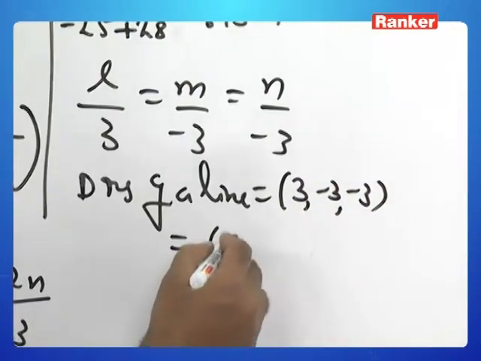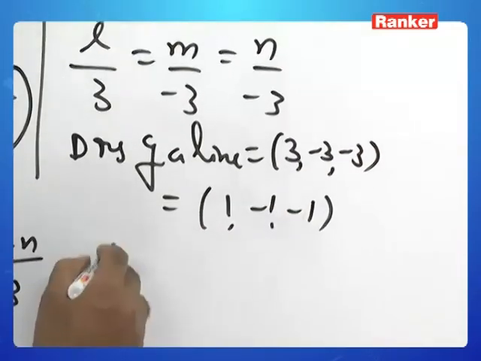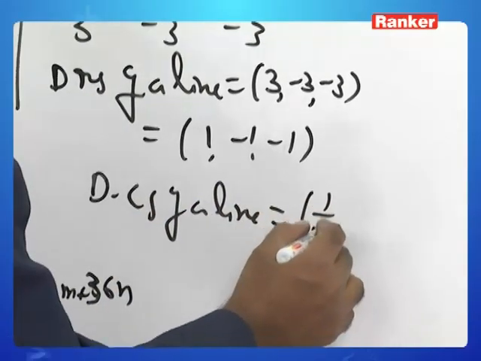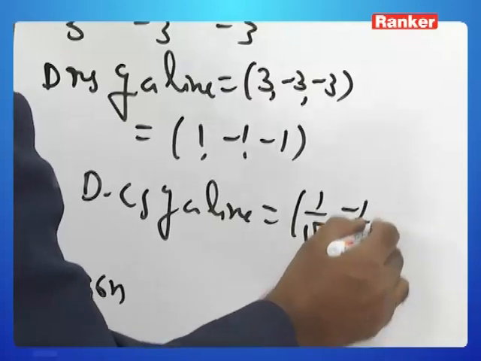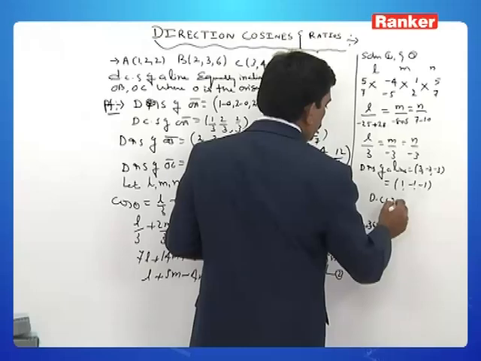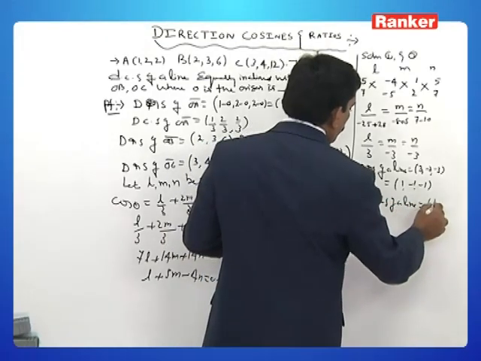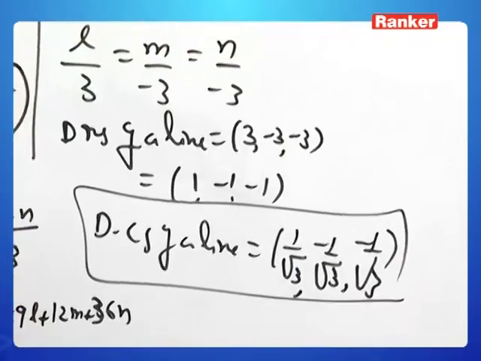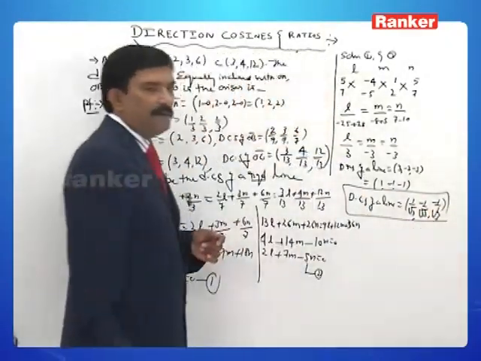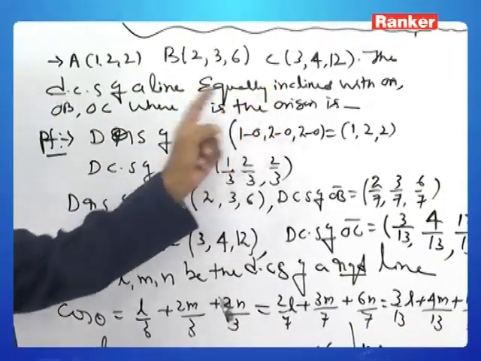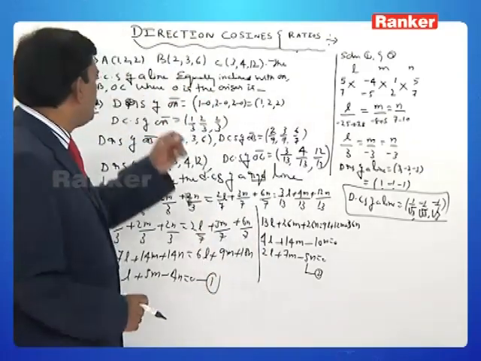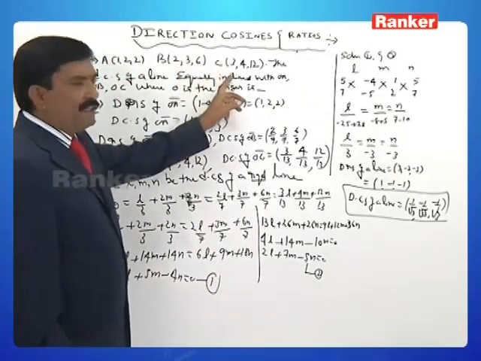Now DCs: L is to M is to N. So therefore DRs of a line is equal to 3, minus 3, minus 3, is equal to 1, minus 1, minus 1. So therefore DCs of a line is given to be 1 by root 3, minus 1 by root 3, minus 1 by root 3. This is how we can find out a DCs of a line which is equally inclined with the 3 lines.